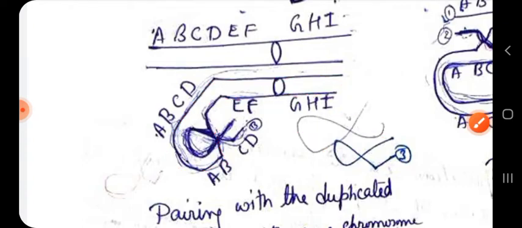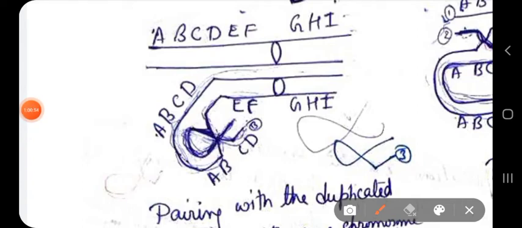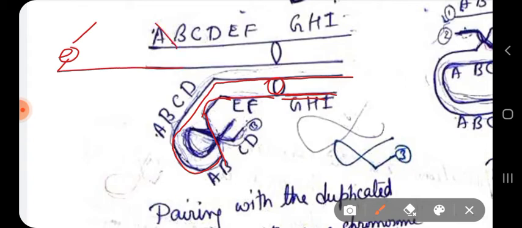So again I'm repeating for you to see. I H G, then comes a centromere, then F E, then D C, then crossing over has occurred, B A, then A B C D, D E F, again centromere, G H I. So we are having such a dicentric chromosome, having two centromeres.